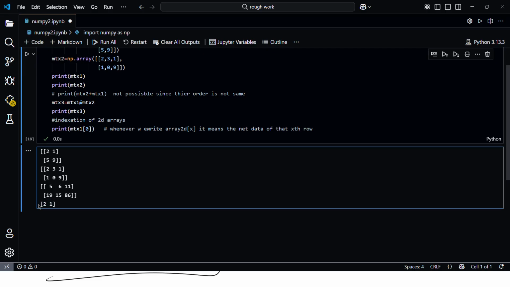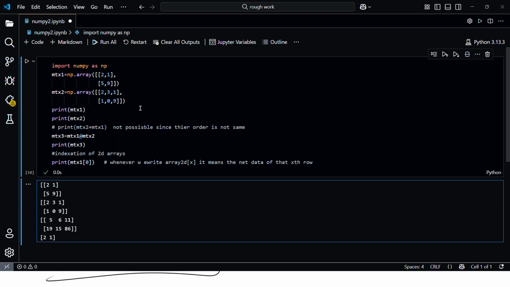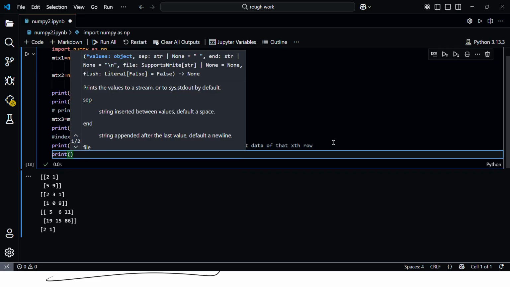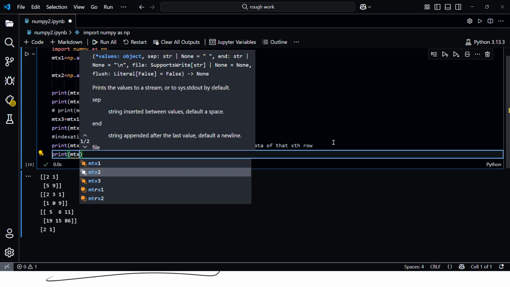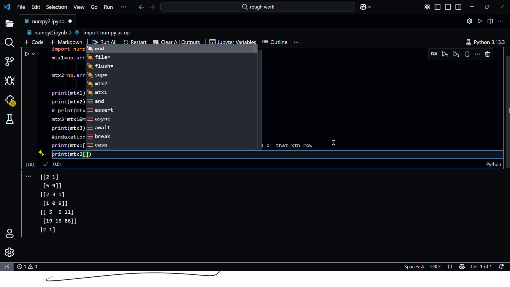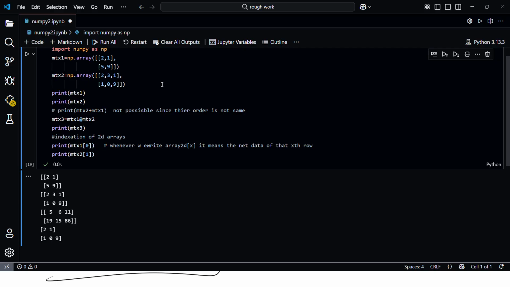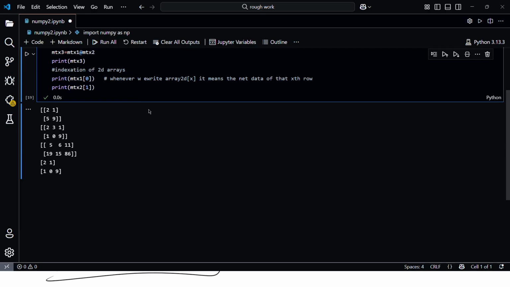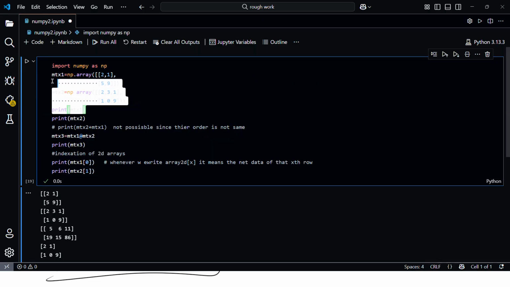So this is the data that we are getting from here, right? Okay, let's try to print matrix 2 and 1. We are getting 109 because this is 0 and this is 1. Okay, let's try some more matrices.